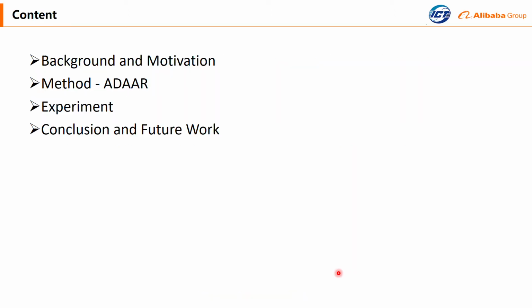The content of this talk could be listed as follows. First, I would like to introduce the background and motivation of this work. Next, I will explain our framework named ADAR to solve the class imbalance problem. Then I will demonstrate the performance in the experiment section and finish this talk with the conclusion and future work.